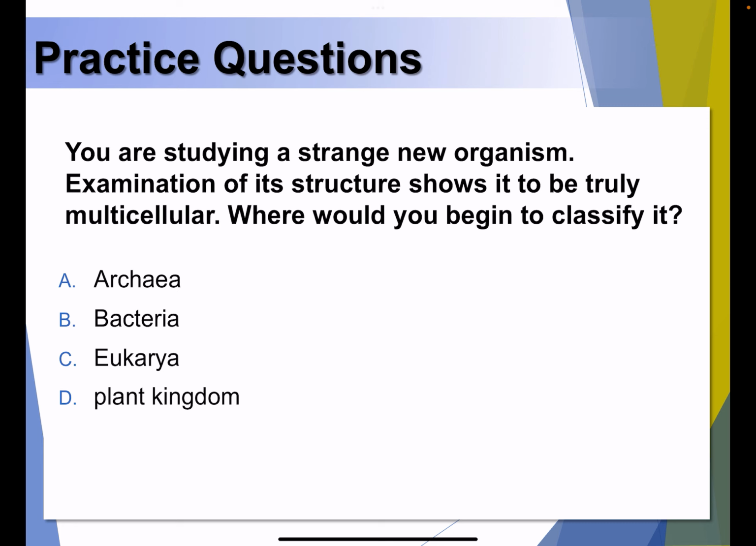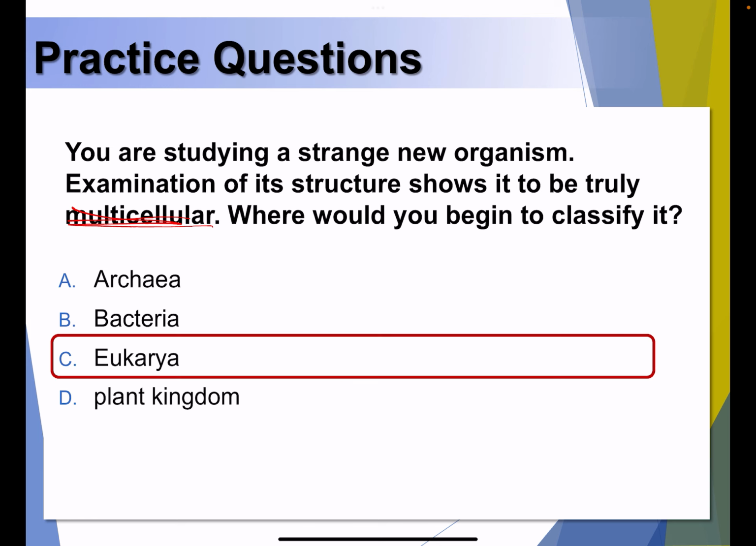Now you are studying a strange new organism. Examination of its structure shows it to be truly multicellular. Where would you begin to classify it? The fact that it says multicellular tells you that it would be in the domain eukarya, because archaea and bacteria are both single-cell organisms. We can't go to the plant kingdom yet because we just know that this is a multicellular organism. We have no other information. So we start with eukarya.